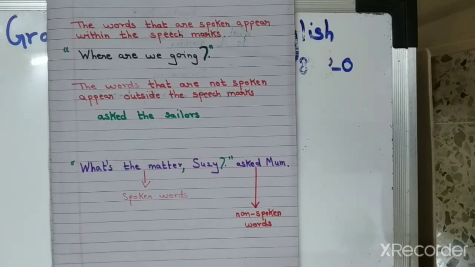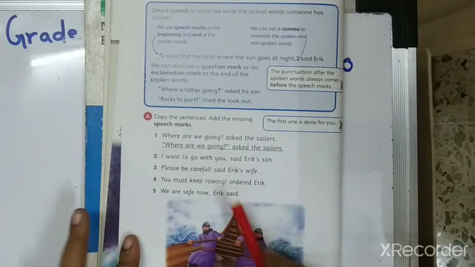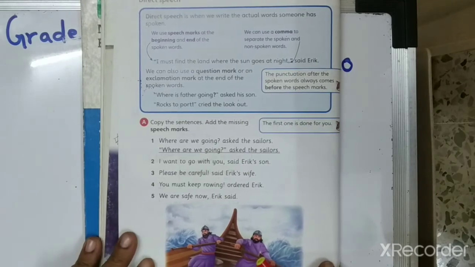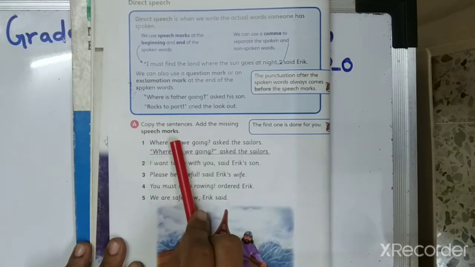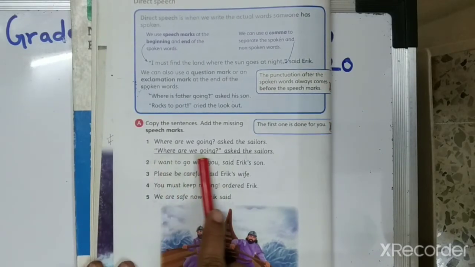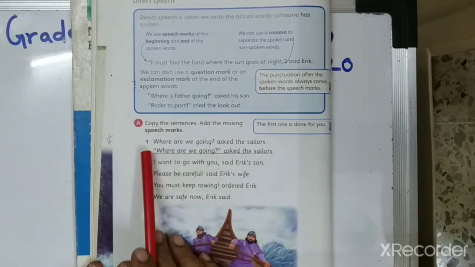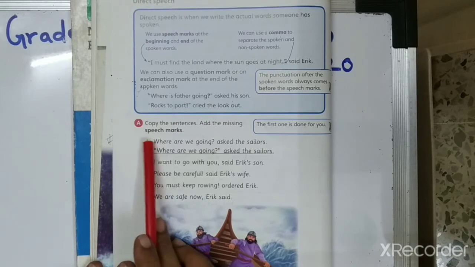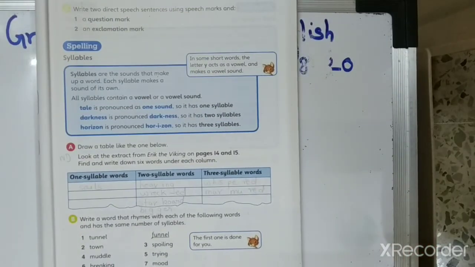So children, for homework, I want you to do this. It should be simple, children. As you have done in unit 1, same way, copy the sentence and add the missing speech marks. So children, you need to copy the sentence. See, the first example is already done, right? So you will do 1, 2, 3, 4, 5 and even write this first one also you will write, children, in your notebooks, right? Now after this, when you do page 18, I want you to move to page 19.